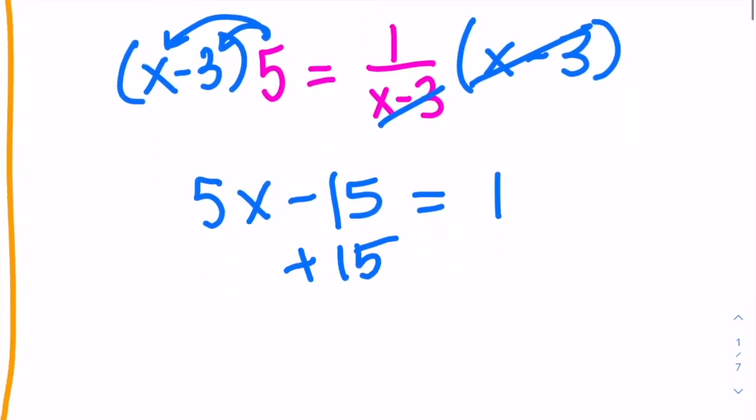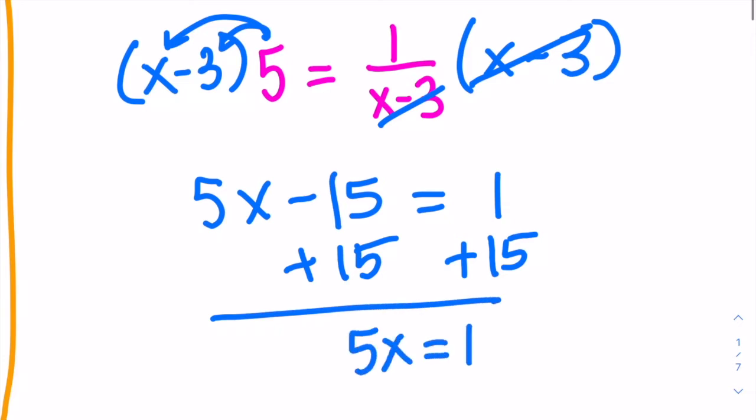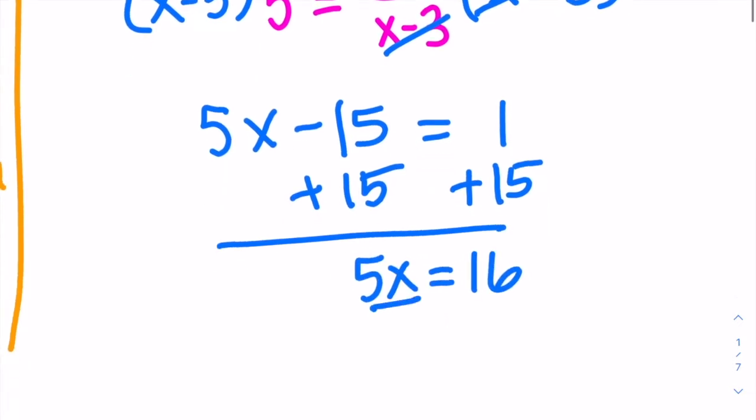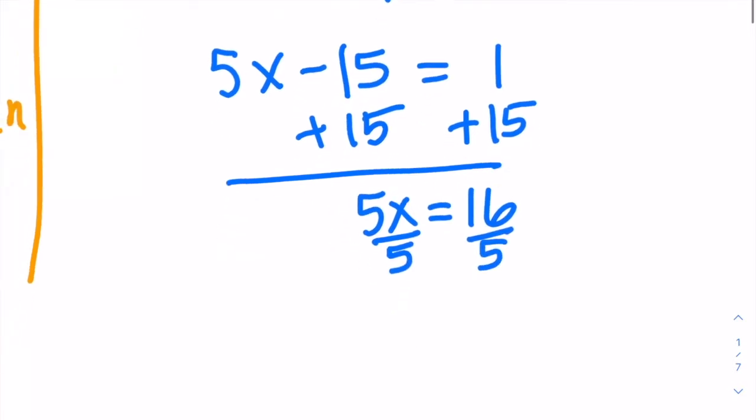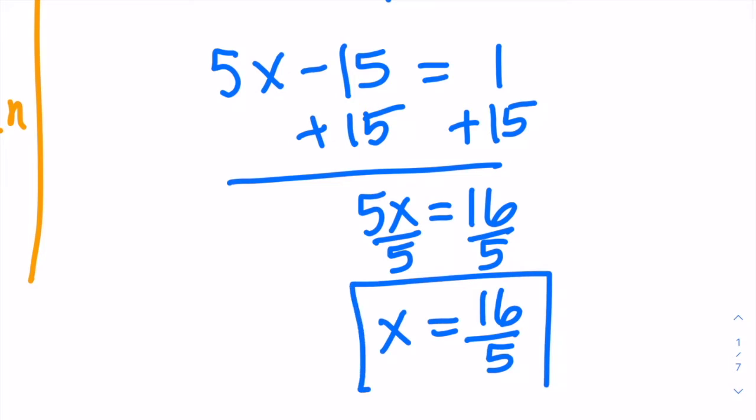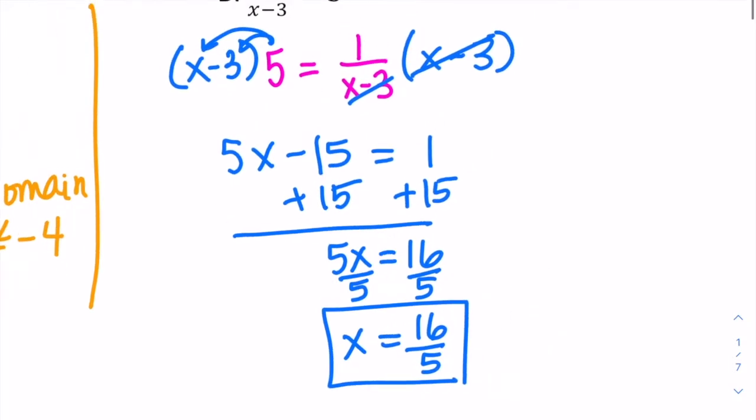Add 15 to both sides. You get 5x equals 16. Divide both sides by 5. So x equals 16 over 5. All right, and looking at this equation again, the one restriction was x could not equal 3. So that number is going to work.